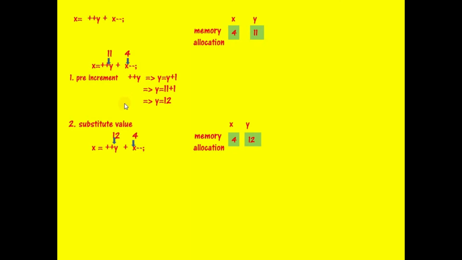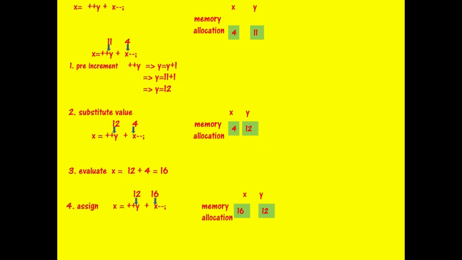Second, substitute the value. Substitute the y value; y is 12 now. In this expression x = ++y + x--, y is 12 now and x is 4 now. Third step, evaluate. x = 12 plus 4, equals 16. The updated value of x is 16. Fourth step, assign the value. Assign the value 16 to x. In memory, x is now 16 and y is 12.